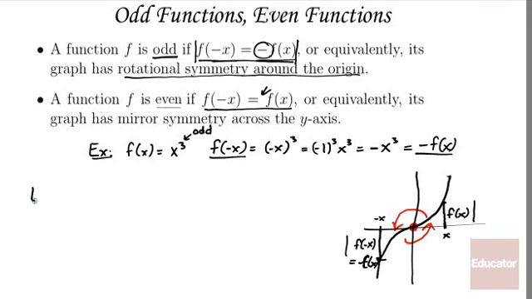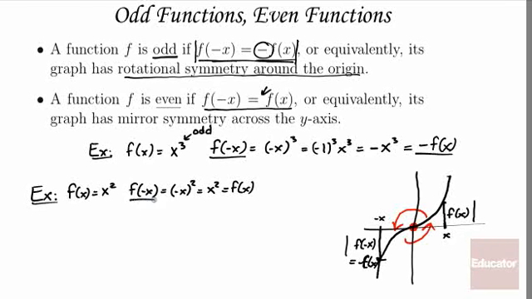So let me give you an example of an even one. Let's define f of x to be x squared. Well, f of negative x is equal to, you plug in negative x into the function, so negative x quantity squared, but that's just the same as x squared, which is the same as the original f of x. So f of negative x is equal to f of x. That checks the definition, so it's even.